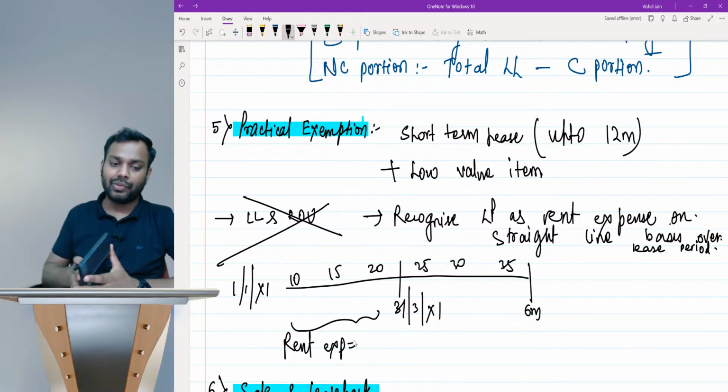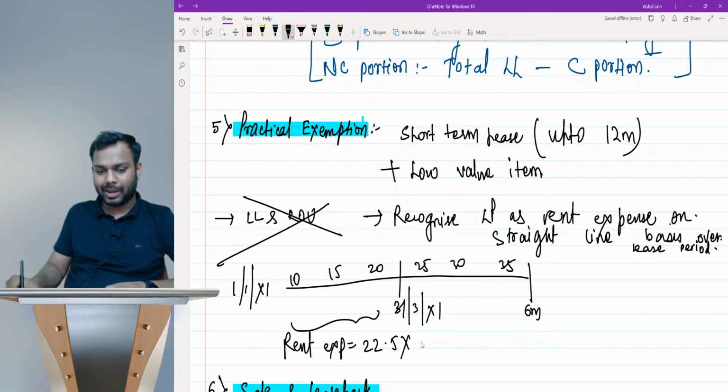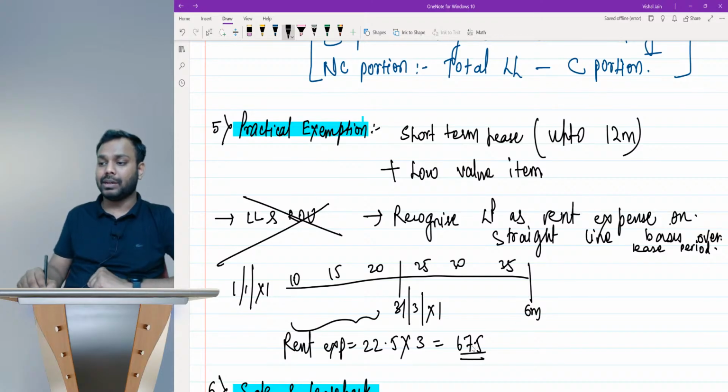Ideally students will say 10 plus 15 plus 20, that is 45. But I will say it is 10 plus 15 plus 20 plus 25 plus 30 plus 35 divided by 6, which is 22.5. 22.5 multiplied by 3 months is equal to 67.5. That is the rent expense. That is called straight line.